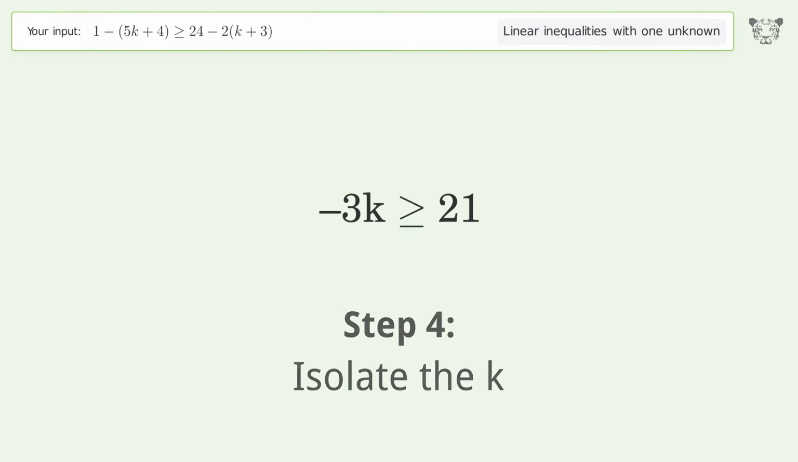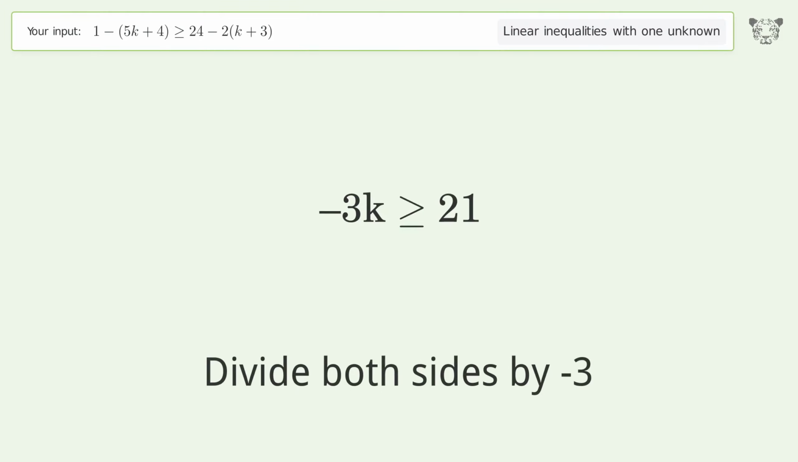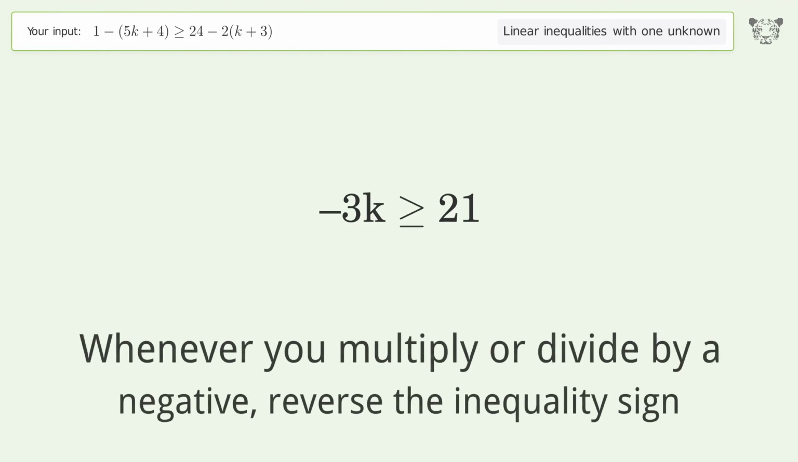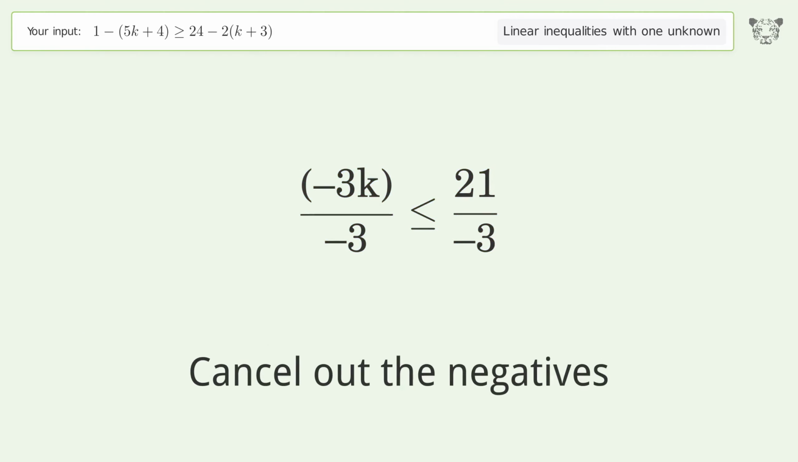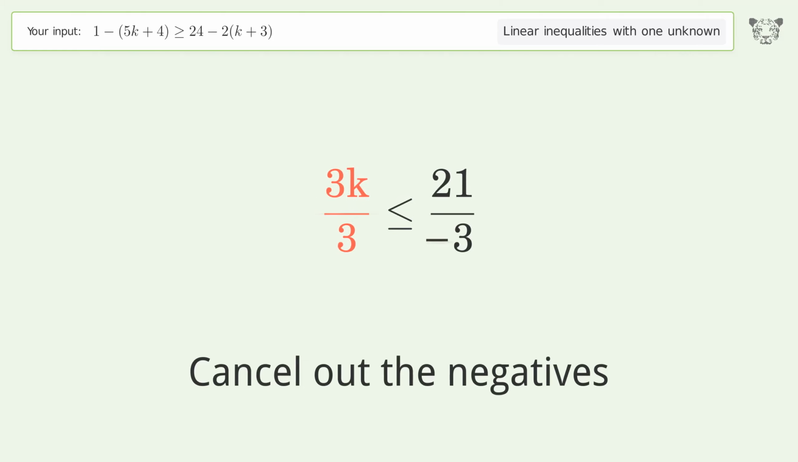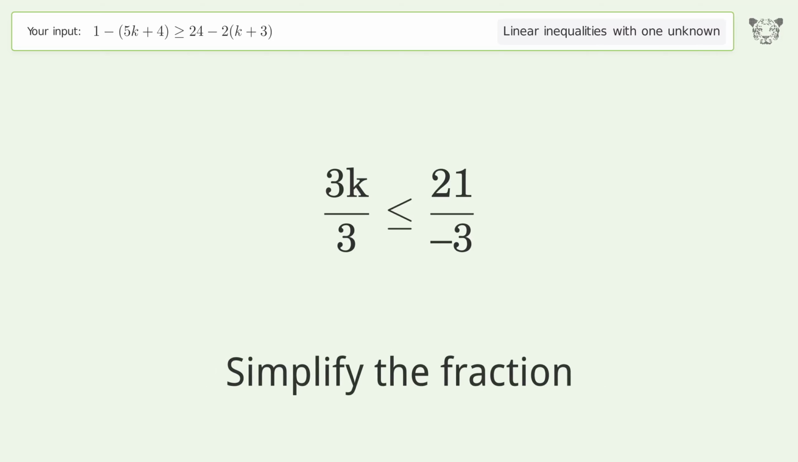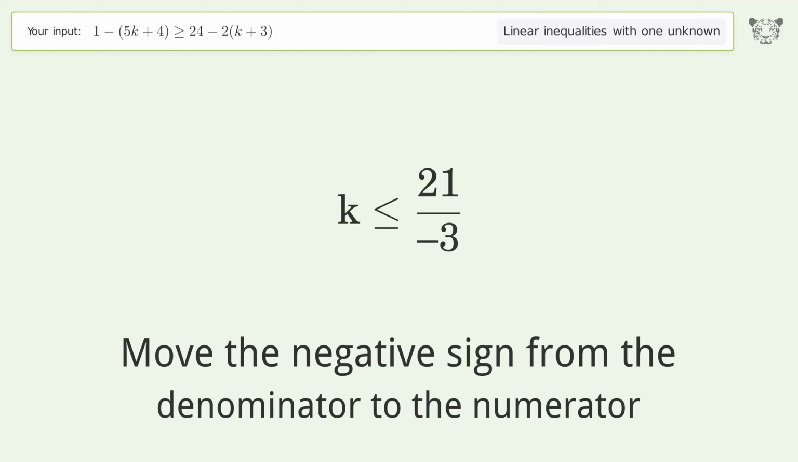Isolate the k. Divide both sides by -3. Whenever you multiply or divide by a negative, reverse the inequality sign. Cancel out the negatives. Simplify the fraction. Move the negative sign from the denominator to the numerator.